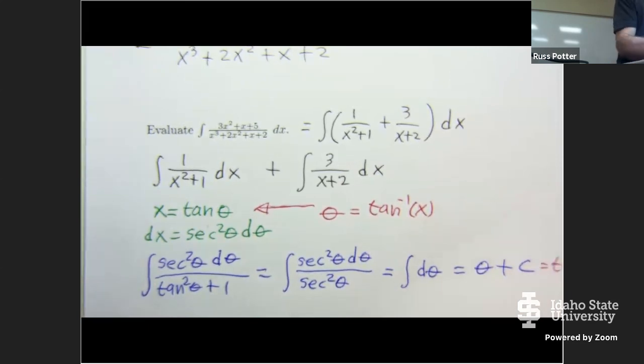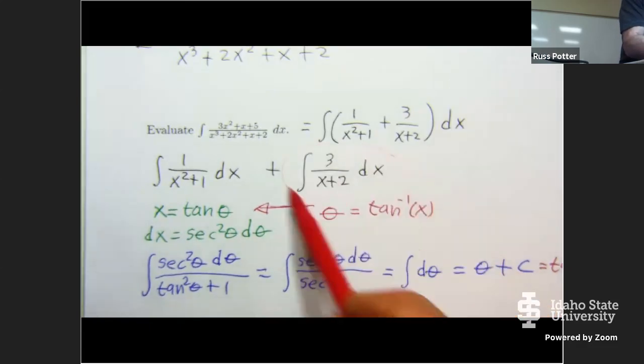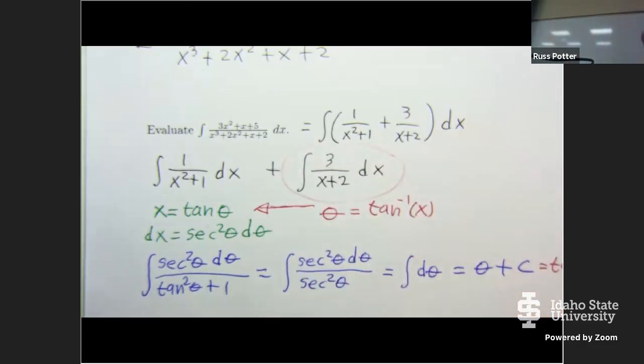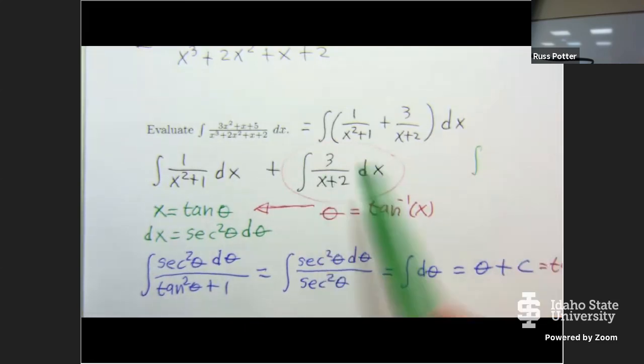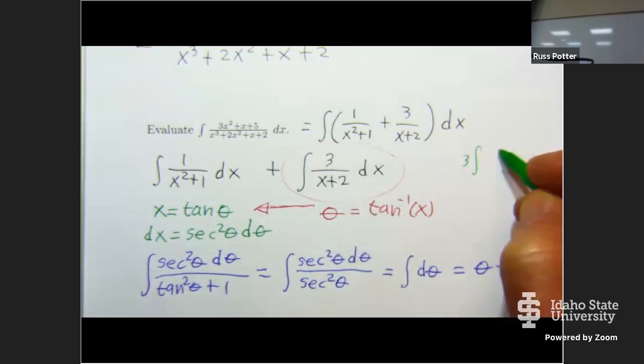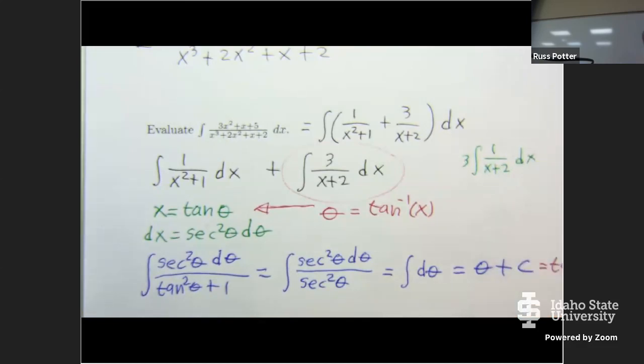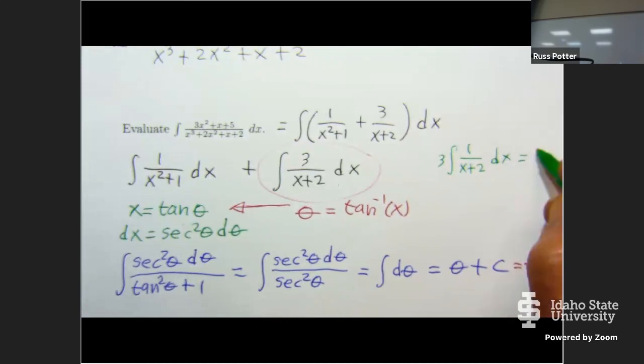Hey, what about the other indefinite integral, this one? We've seen this kind of thing before a few times. So if we just look at that by itself, we can write this as 3 times 1 over x plus 2 dx. So this is just going to be 3 times the natural log of the absolute value of x plus 2.